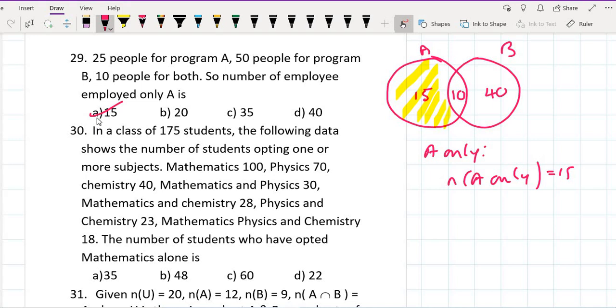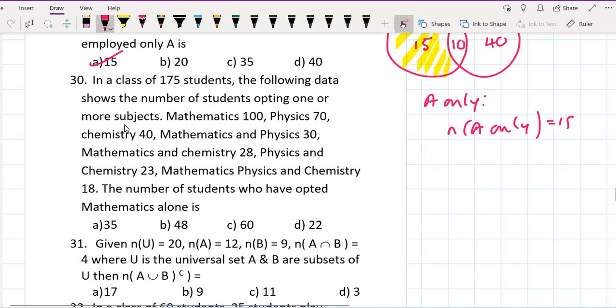Consider question number 30. In a class of 175 students, the following data shows the number of students opting one or more subjects. Mathematics 100, Physics 70, Chemistry 40. Mathematics and Physics 30, Mathematics and Chemistry 28, Physics and Chemistry 23. Mathematics, Physics and Chemistry, that is 18. The number of students who have opted mathematics only, mathematics alone, is to be calculated.